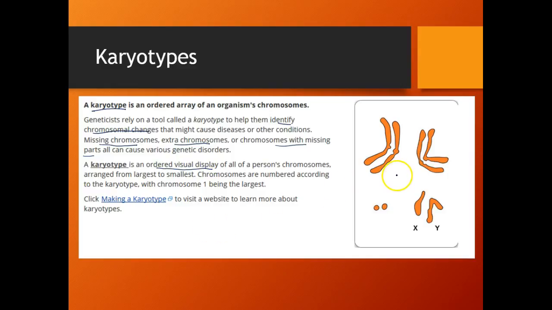We saw a real picture of it in the previous slide, but here you would see how they would have the same chromosomes right next to each other, and also the sex chromosomes as well. The chromosomes are numbered according to the karyotype, with chromosome 1 usually being the largest.